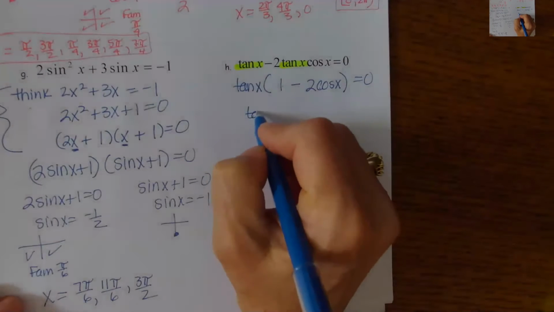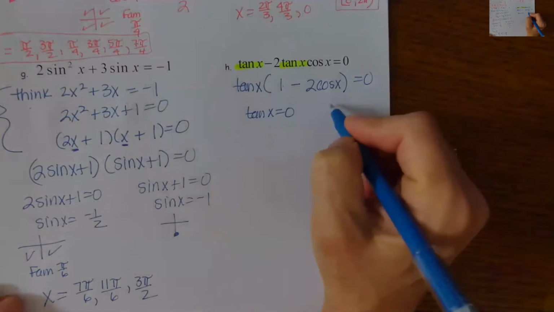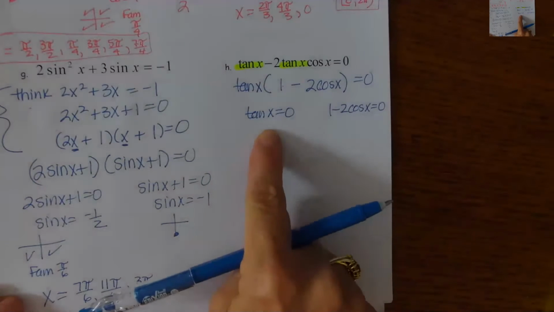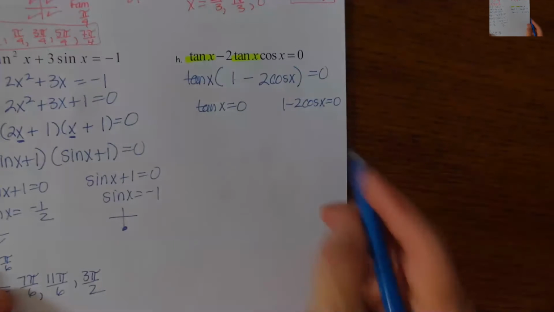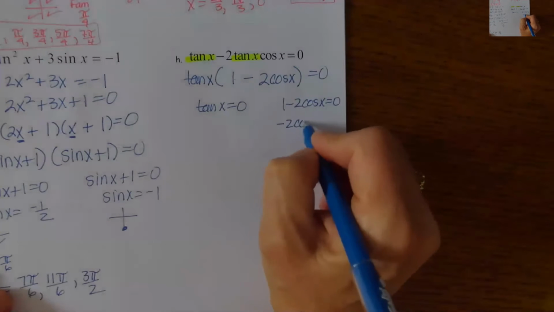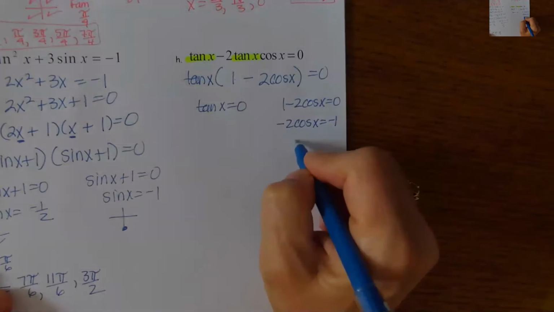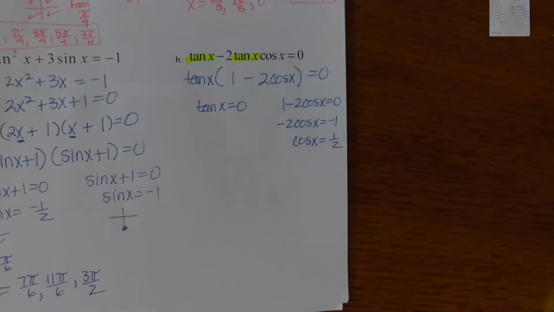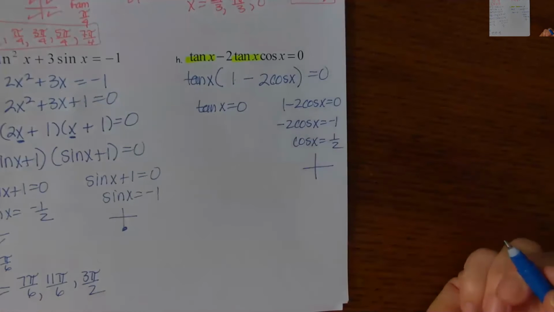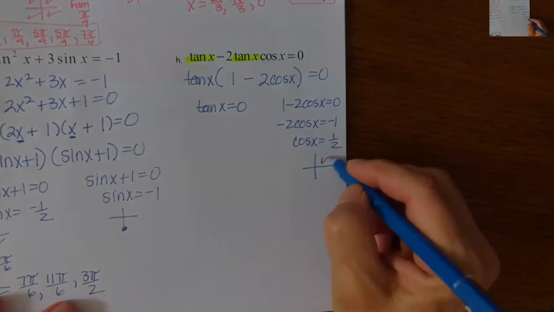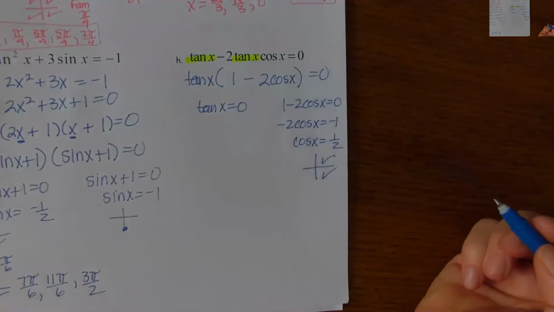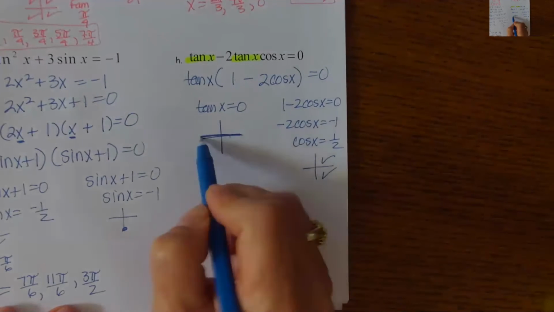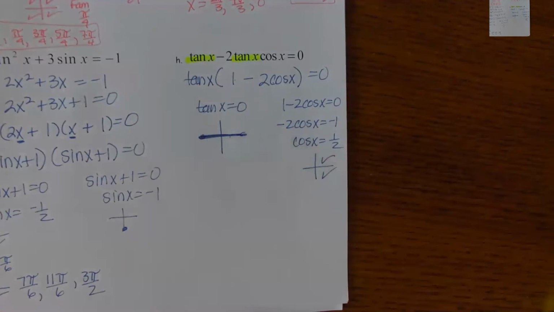So these are very easy to pull out. Now we just set each one equal to 0. This is simplified. I'm ready for answers. Let me simplify this first. So that's really negative 2 cosine x equals negative 1. So cosine x equals 1/2. Okay. Positive cosine lives where? Here and here, right? Tangent is 0. Tangent means slope, so tangent is 0 here and here.